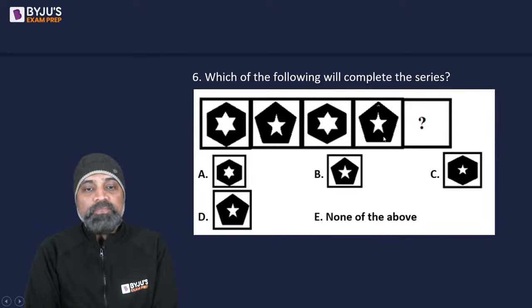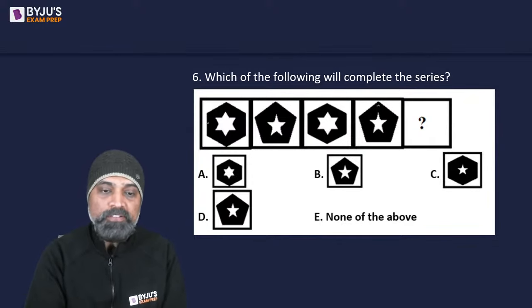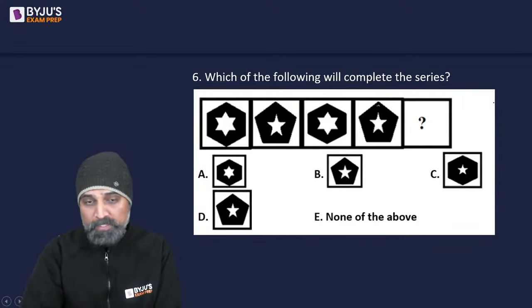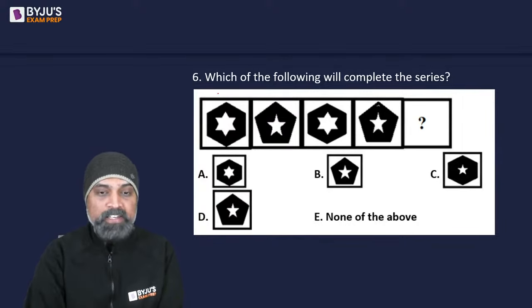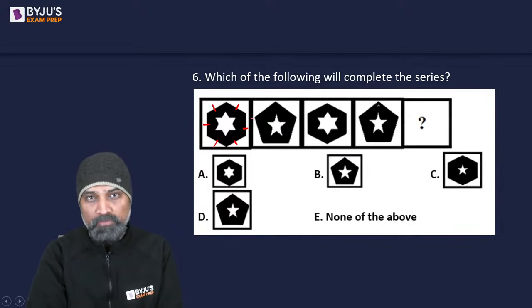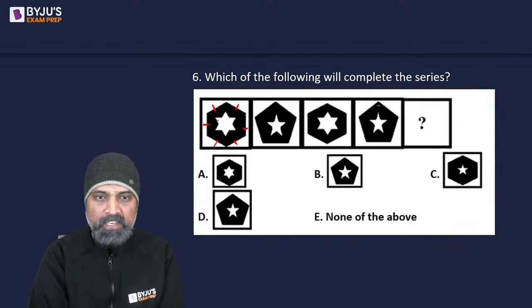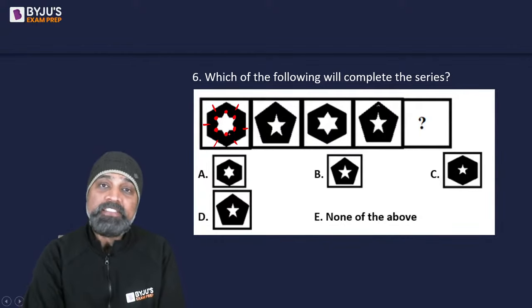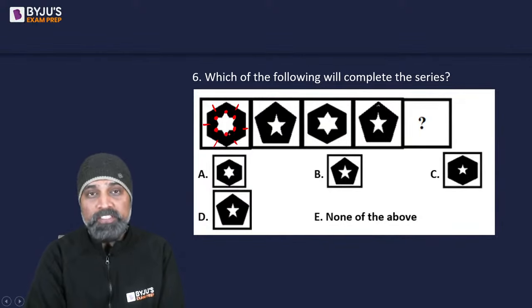Okay, the next one. So first, there are four figures, the fifth one is missing, so it's going to be easier. So we have 1, 2, 3, 4, 5, 6. So we have a 6-sided figure, a regular polygon known as a regular hexagon. And then we have 1, 2, 3, 4, 5, 6 pointed star. Okay, a star with 6 points.